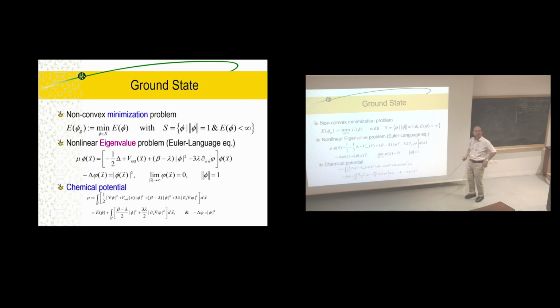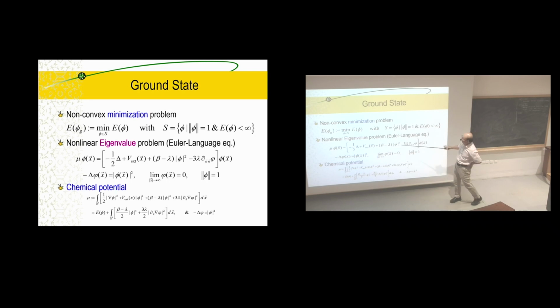So this is different from when you're given mu, which is an elliptic problem. Here we find the mu and the phi together, with this constraint. This is called the time independent Gross-Pitaevskii equation, or a kind of nonlinear eigenvalue problem with a constraint.